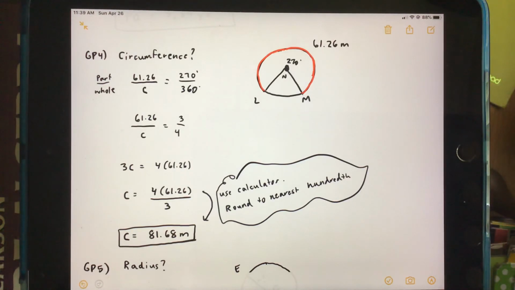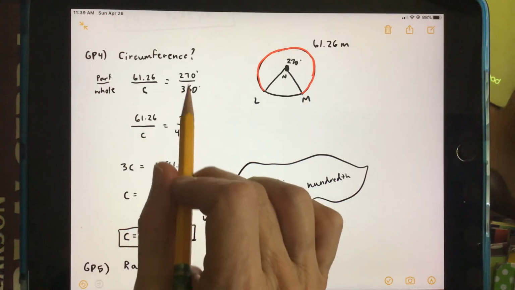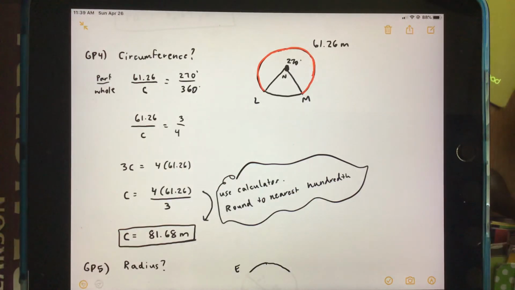Okay, so using cross products, not quite yet. We're going to go ahead and reduce where we can. 270 over 360 first, divide by 10 over 10 and get 27 over 36. Then divide your 27 and your 36 by 9 and you'll have 3/4. So 270 over 360 reduces to 3/4.